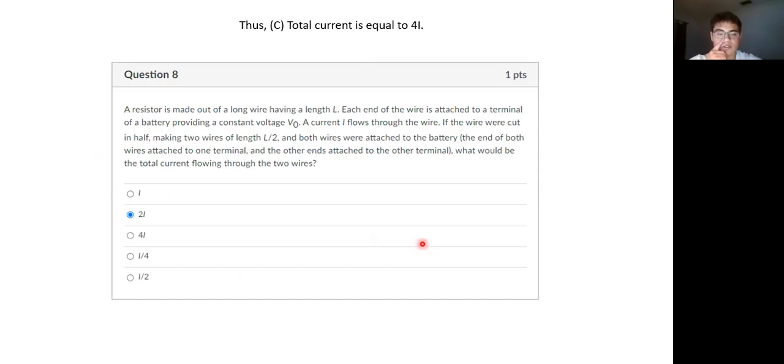So when we look at our answers here, we're going to see that answer choice C, total current equal to 4I, is the answer.